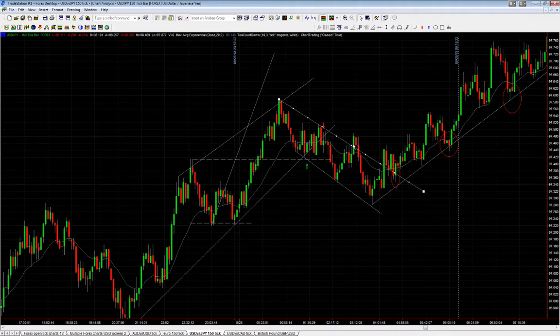So I waited, and what I didn't like is we had a trend line break right here, and then a bear bar. I didn't like that trend line break, so I thought maybe we'd still get continuation. So I went ahead and skipped that.